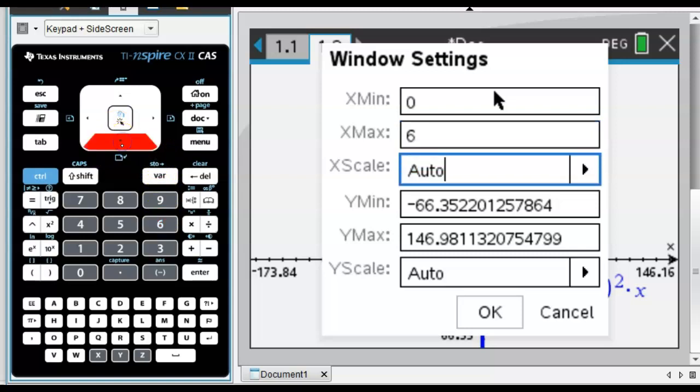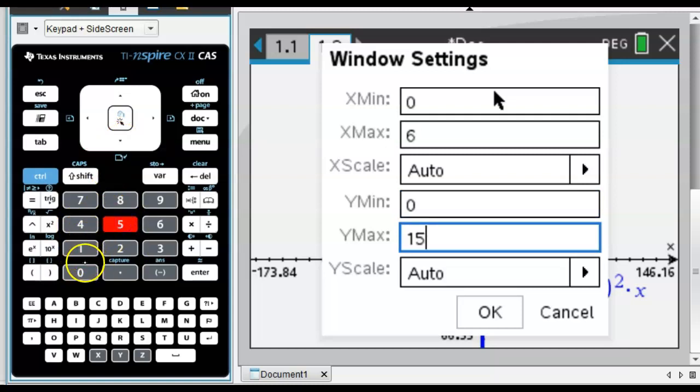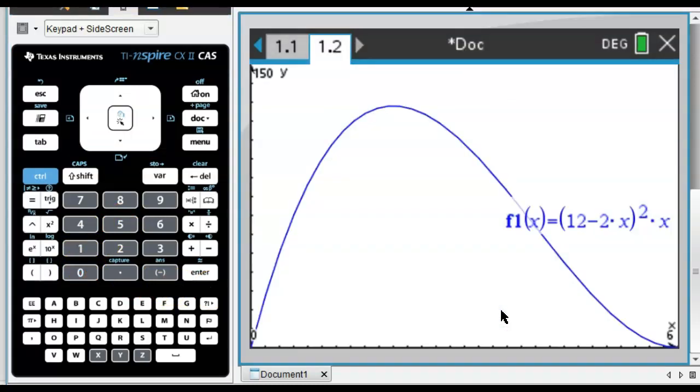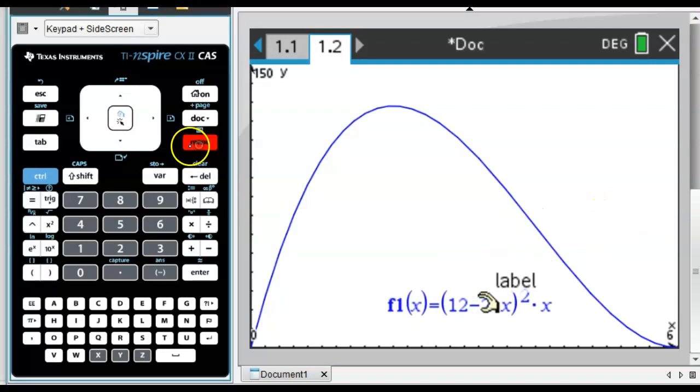Similarly, when it comes to the y value, which is nothing but the volume of the box, the minimum volume of a box has to be 0. And just by looking at the value earlier, I can see that the maximum y value is going to be somewhere around the 140 mark. So I'm just going to go a maximum of 150 there. I'm going to press enter, right? As you can see, once we've set our window settings, we can see the graph a little bit more clearly. Once you've done that, I'm going to go back to menu again.